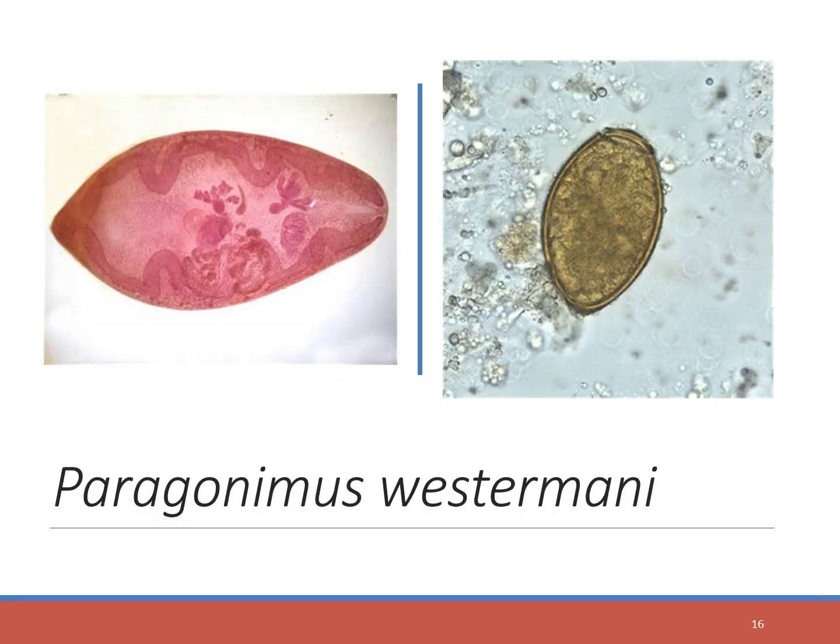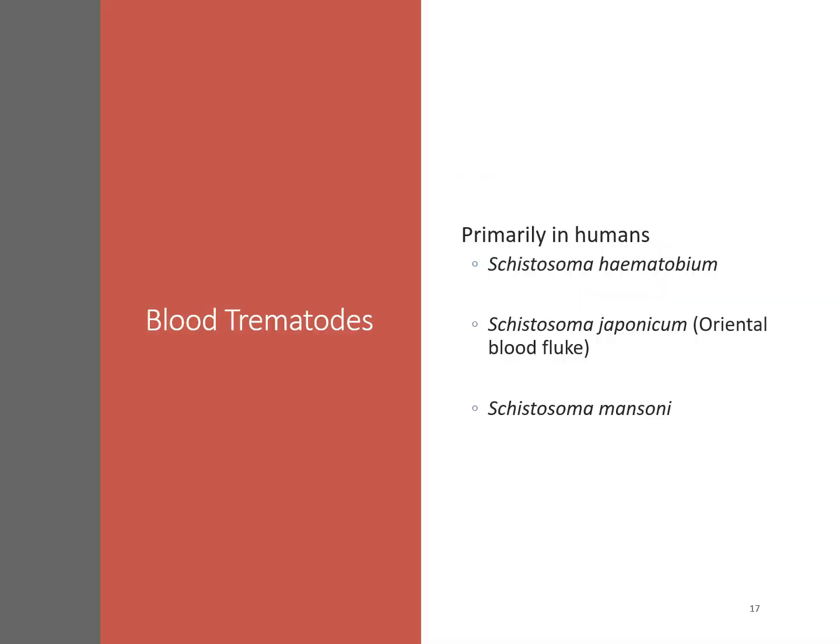So here you have that egg for the Paragonimus westermani, and you can see again this little operculum that will pop open to allow that organism to come out. And we will see a side-by-side comparison of these. The blood flukes that we will discuss that primarily infect humans are the schistosomes, and so we'll go into each of those in more detail.